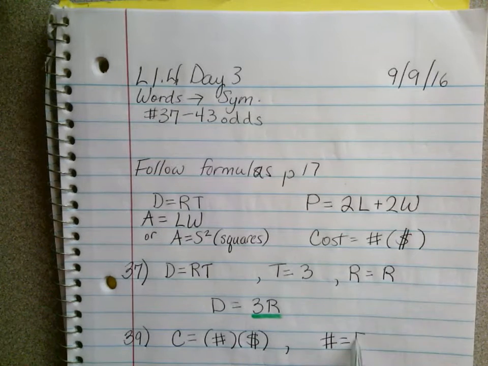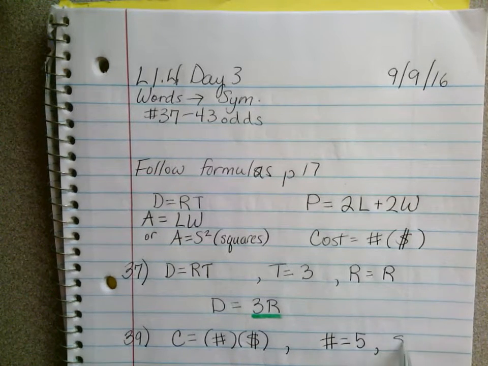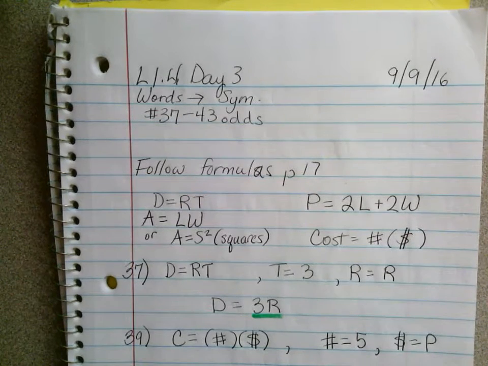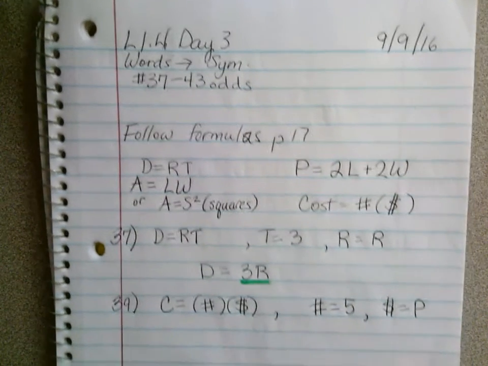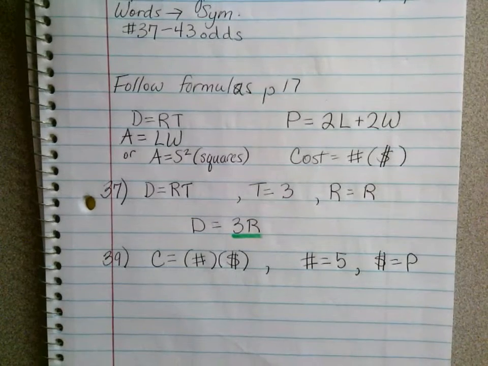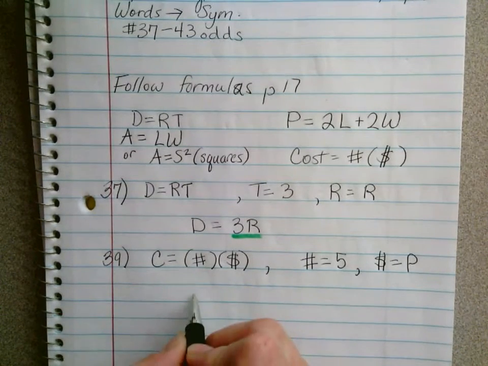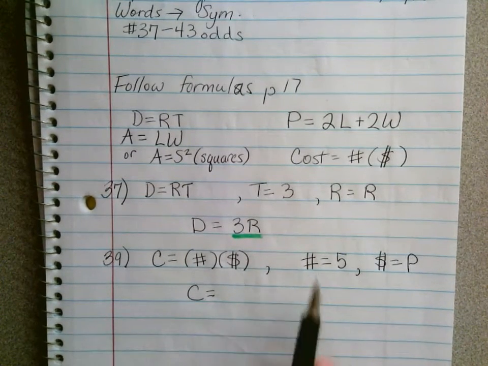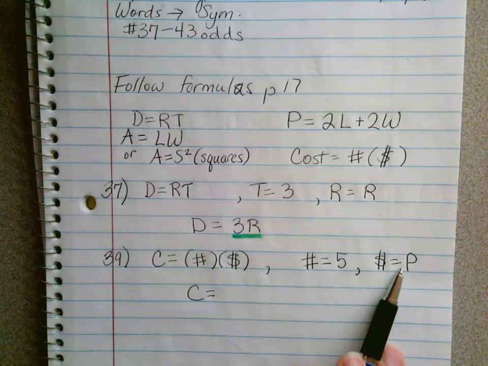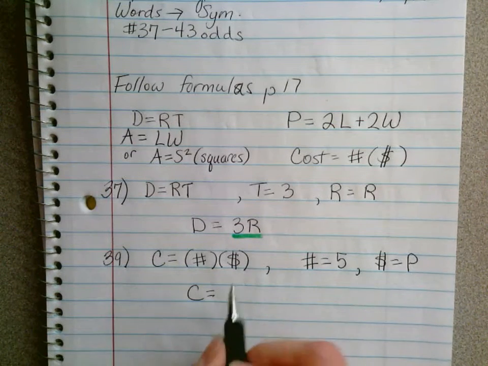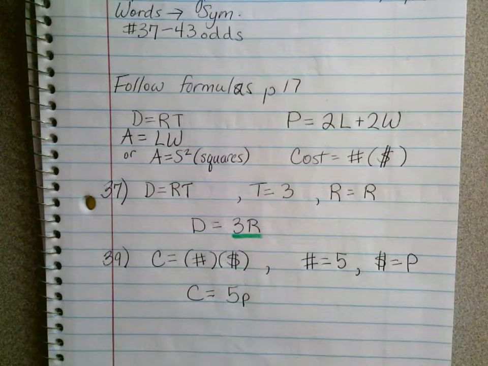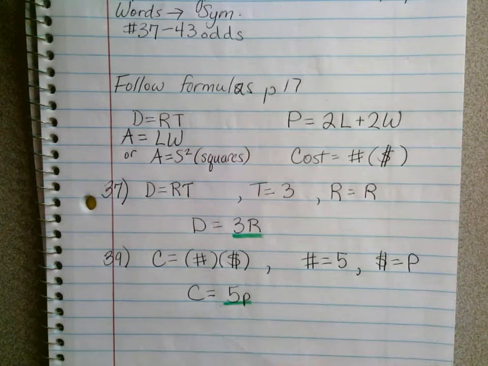Yep, they give us a count, which is 5, and they give a cost of a variable P, which means we don't know what it is. It looks like the same exact scenario as the one above, doesn't it? So cost is equivalent to count times price, right? So 5P. Does that seem like a fair answer? Good. You guys are doing fantastic.